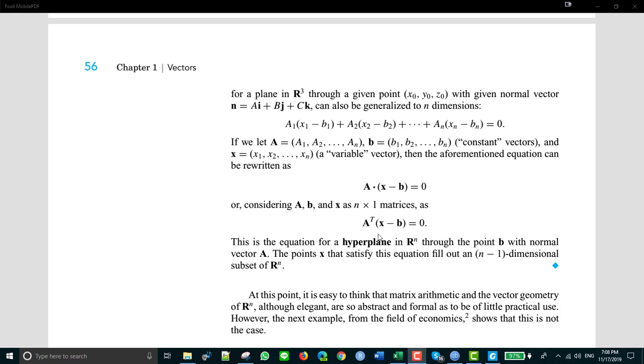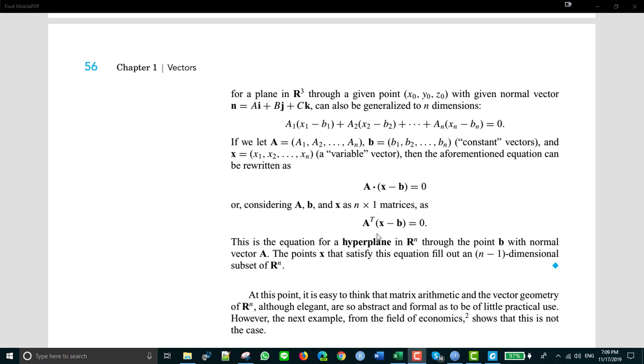Now we have A, which has n elements in it. A different n, by the way. Now here's an interesting statement. The points x that satisfy this equation fill out an n-1 dimensional subset of Rn. So that's kind of the idea that this is a plane.